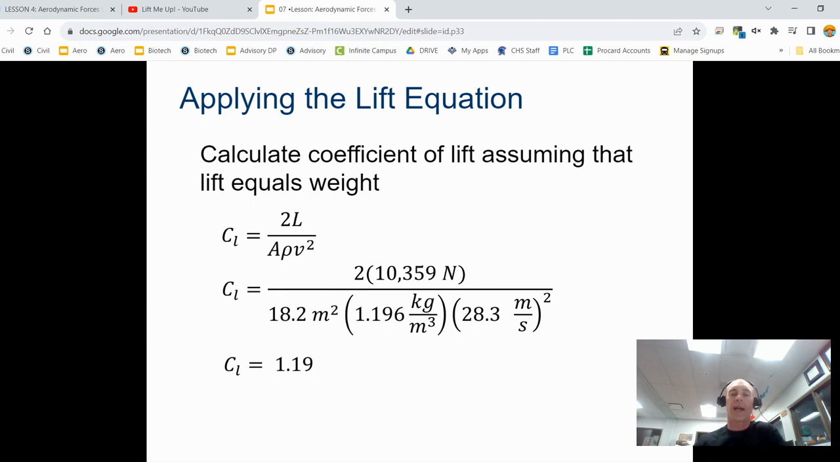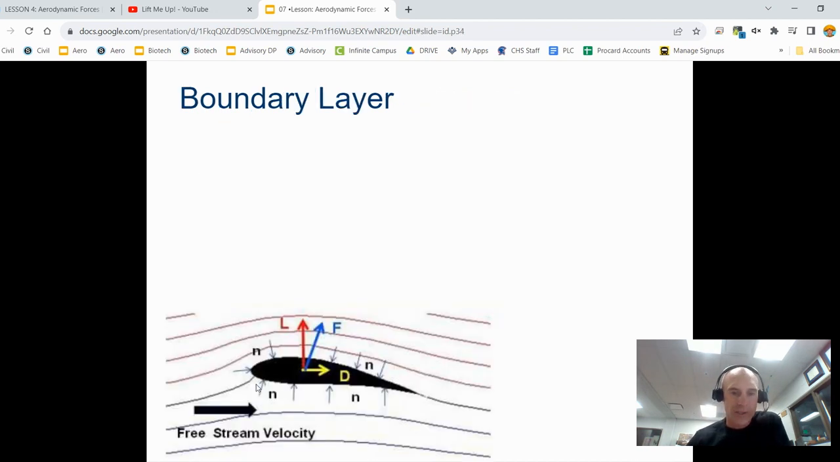So 1.19 doesn't necessarily mean a whole lot to you. It's just a value. But if you went back into that other graph, then you could plot that as a point. And then you could experimentally plot a whole bunch of different points. And then you could get sort of a curve that would give you a better representation and understanding of how that wing works. Let's talk really quick about boundary layers.